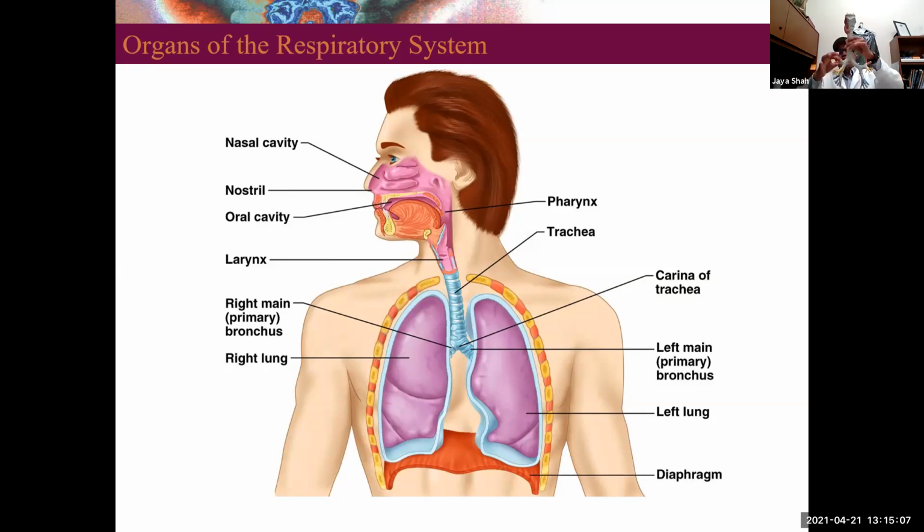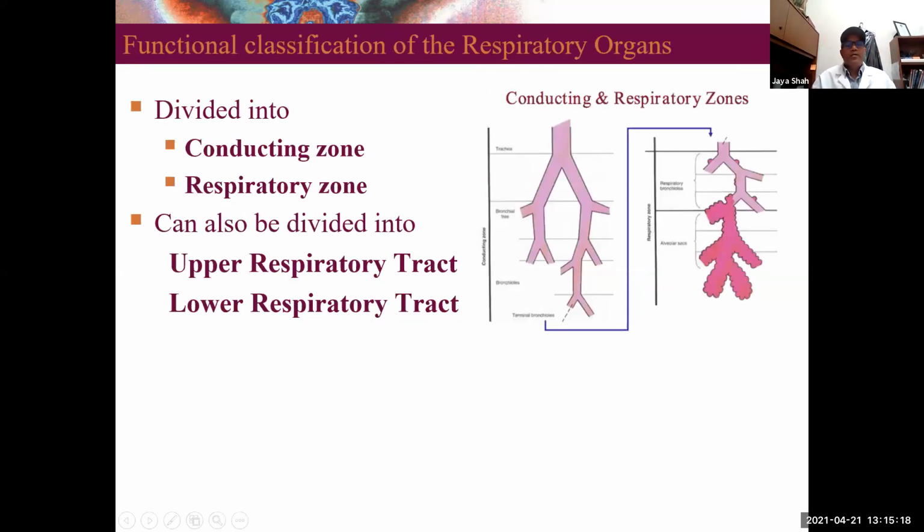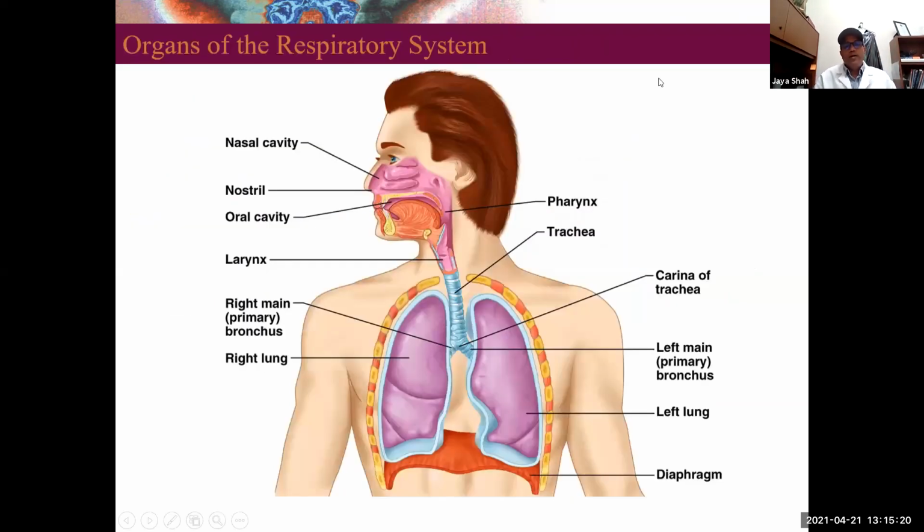Okay. So this is secondary, primary, secondary, then tertiary. The upper respiratory tract is any part above the larynx. So the larynx and all the parts here are the upper respiratory tract. And the trachea and every structure below is the lower respiratory tract.